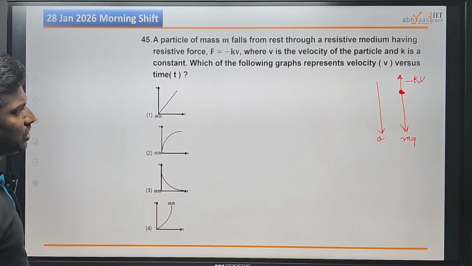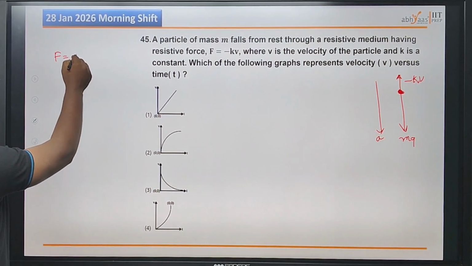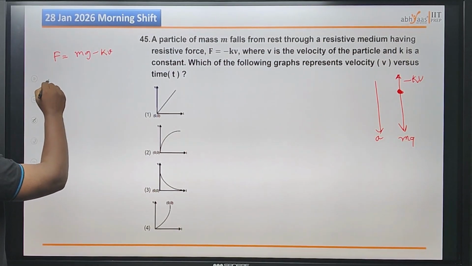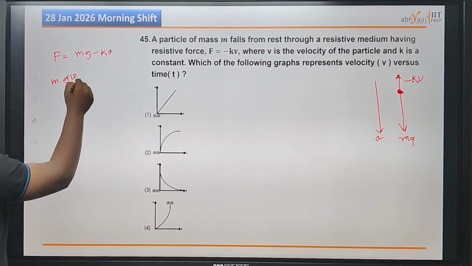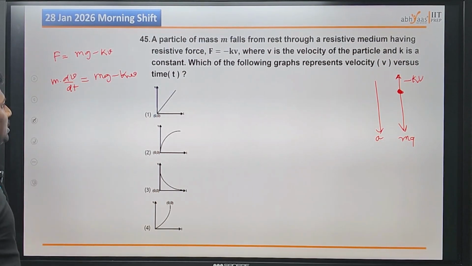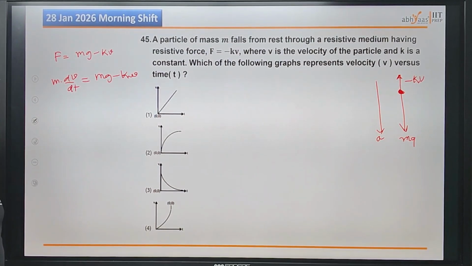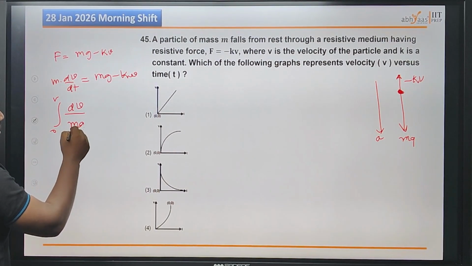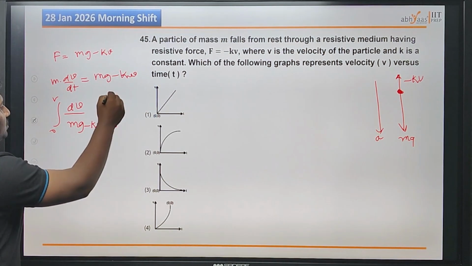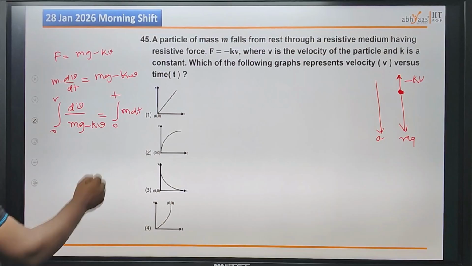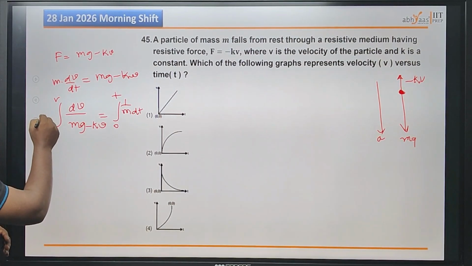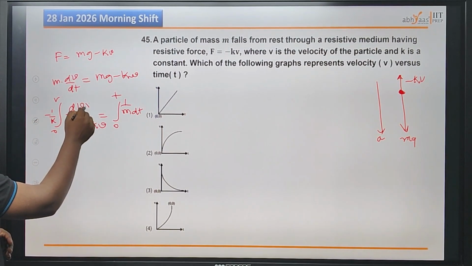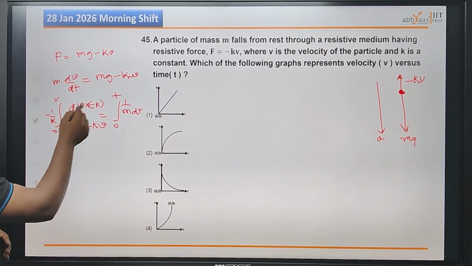For this diagram, you have to write F can be written as mg minus kV. So we are having V, that's why I am taking mass into dV by dt, that is nothing but mg minus kV. Because I am having velocity, that's why I am taking acceleration in terms of V. So integral 0 to V dV by (mg minus kV) equal to integral 0 to t, 1 by m dt. From this one, if you multiply with minus 1 by k and multiply with k, you can cancel out these two.